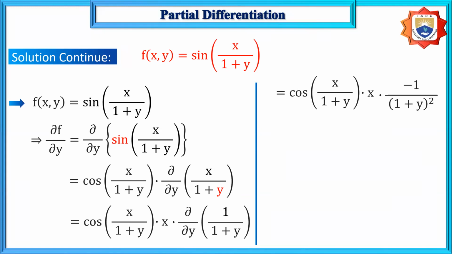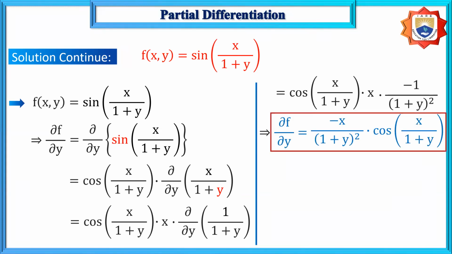And here the conclusion, the solution is minus x by 1 plus y whole square into cos of x by 1 plus y. I hope you understood here. This is based upon the derivative of sine and the derivative of 1 by x. By using these two formulas, this is the solution.